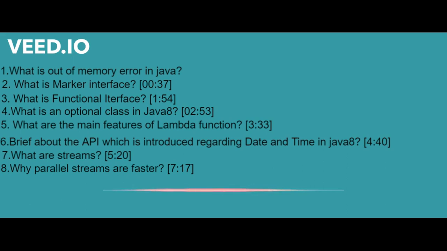Can you brief about the API which is introduced regarding date and time in Java 8? Yeah. DateTimeFormat, I'm not sure about that. I forgot actually the name. DateTimeFormat maybe. That's the LocalDateTime. Oh, okay, yeah, sure. Sorry for that.